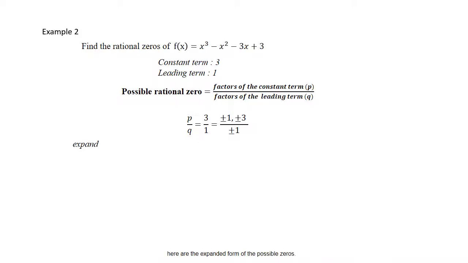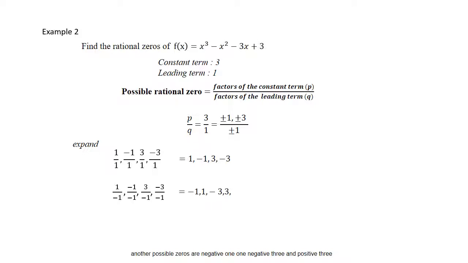Here are the expanded forms of the possible zeros. The possible zeros: 1, -1, 3, and -3. Other possible zeros are -1, 1, -3, and 3. Simplified, the p over q, or the possible zeros, are 1, -1, 3, and -3.